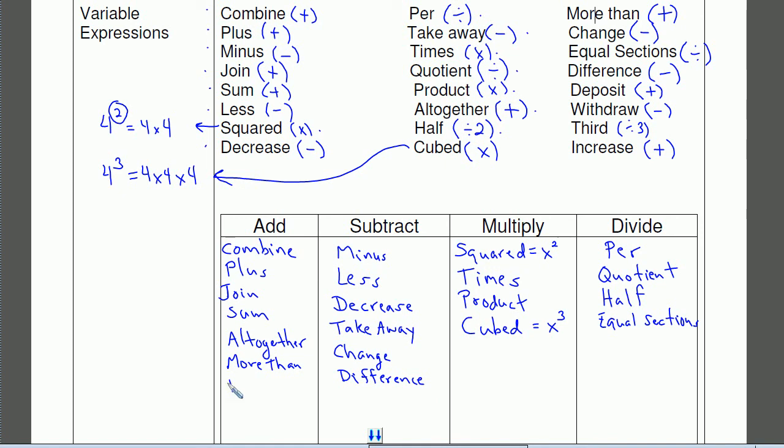Deposit, that's to put money into an account, so that's a good thing. So we're going to be adding money into our account. Withdraw, that's to take money out of the account. Third, that's dividing by 3. So it goes here for division. And increase, that means addition. We're going to be making something bigger, so we need to add something to it.